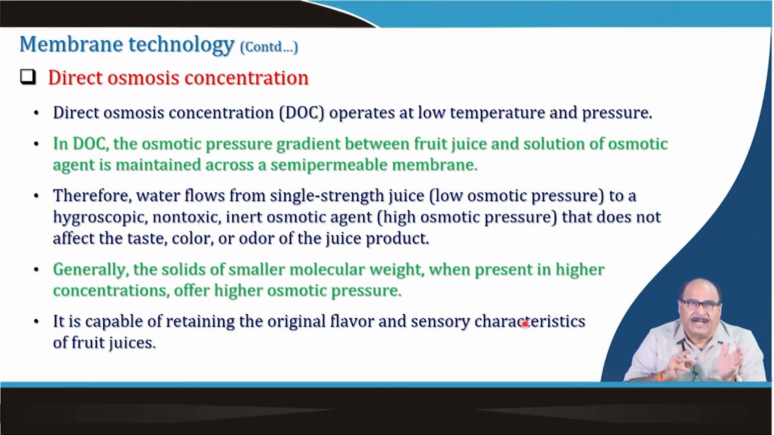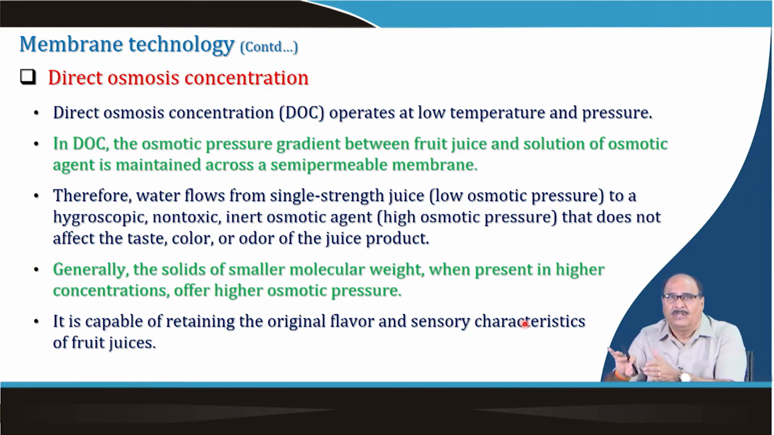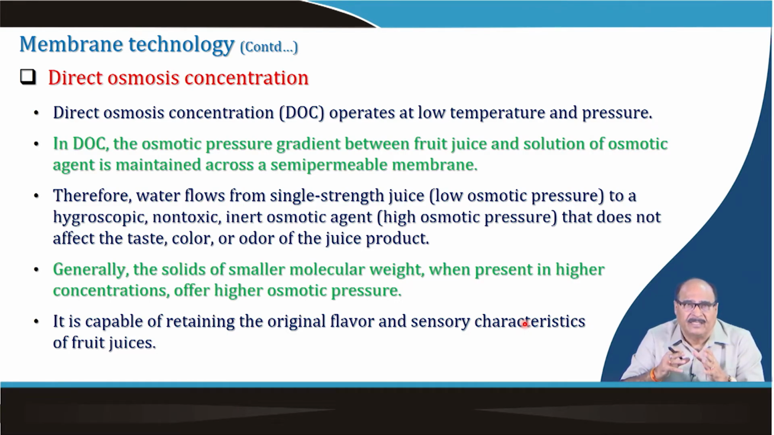Then direct osmotic concentration, that is direct osmosis. It is a common practice, osmotic concentration of fruit juices. DOC operates at a low temperature and pressure. In DOC, the osmotic pressure gradient between fruit juice and a solution of osmotic agent is maintained across a semi-permeable membrane. Therefore, water flows from the single strength juice to a hygroscopic, non-toxic, inert osmotic agent that does not affect the taste, color or odor of the juice product.